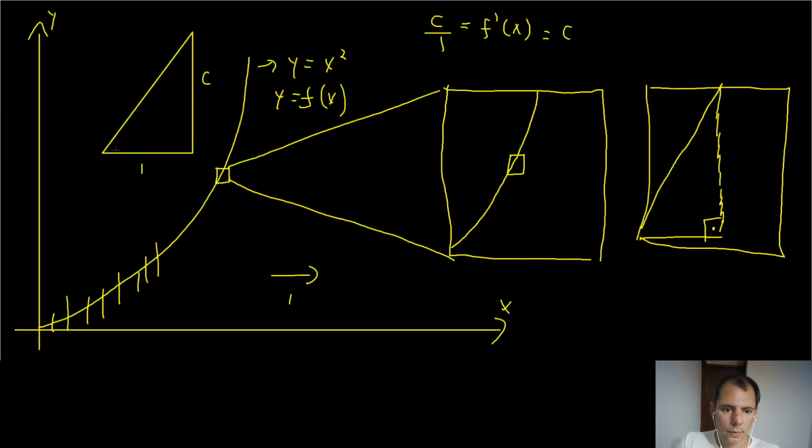It's this squared plus this squared. It'll be the square root of this squared plus this squared. So it's going to be the square root of 1 squared, which is 1, plus the c squared. Well, what is the c squared? Well, c squared equals c divided by 1 squared, which equals the first derivative squared of x.